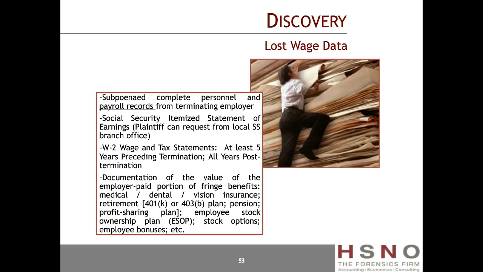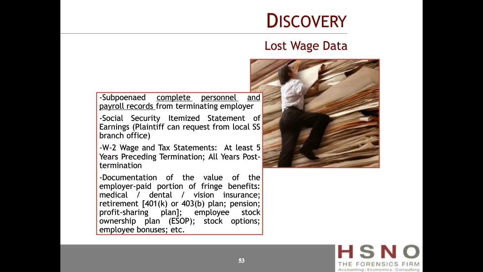Okay, last, fringe benefit data. Again, lost wage data. Okay, so again, what you'd like to get is the subpoenaed complete personnel and payroll records from the terminating employer. That should have everything in there: their contribution to fringe benefits, what they were paid, any deductions that they took, and so forth.